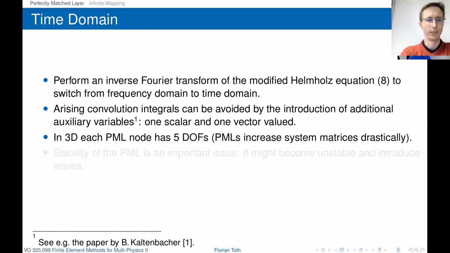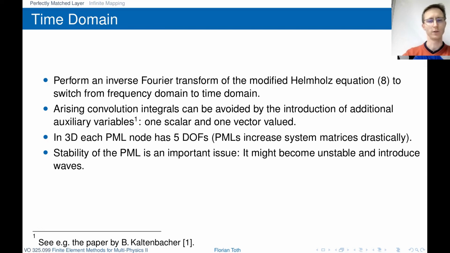So in 3D, the PML node will have 5 degrees of freedom. One, the original pressure, another one, the scalar valued auxiliary variable, and 3 for the vector in 3D. So perfectly matched layers in time domain will increase the system matrices size drastically. What is also an important issue in time domain is the stability of the perfectly matched layer, since it might become unstable and introduce waves instead of damping them out, especially in longer simulation times.